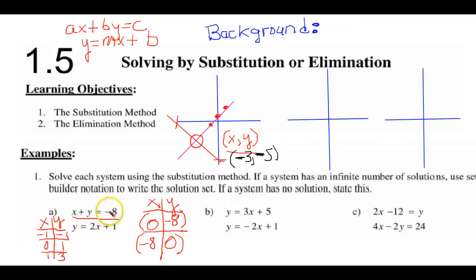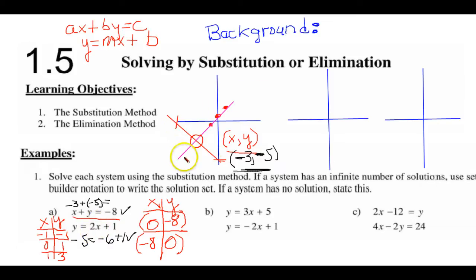Now if I put those values in here, a -3 plus a -5, that makes this true. And if y is a -5 here, then 2 times the -3 is a -6 plus 1. A -5 equals a -5. So this happens to be the ordered pair that's a solution for both equations.